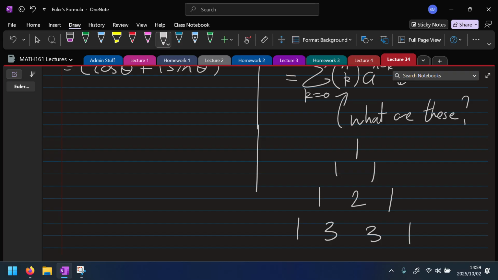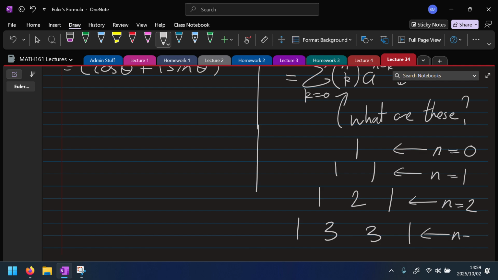So how do we get what these coefficients are? This first row is when n is 0, so (a plus b) to the 0 is 1. This next row is when n is 1, so (a plus b) to the 1 is just a plus b, so it's 1 times a plus 1 times b. The next row is when n is 2. What's (a plus b) squared? 1 times a squared, plus 2 times ab, plus 1 times b squared. So it's 1, 2, 1.